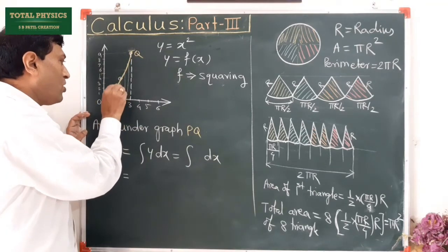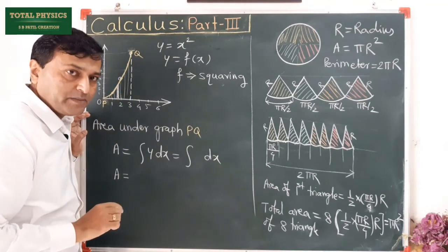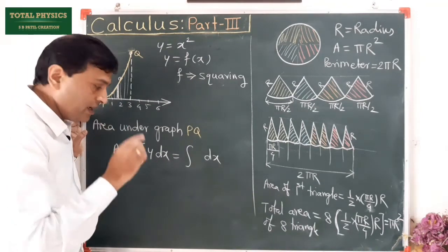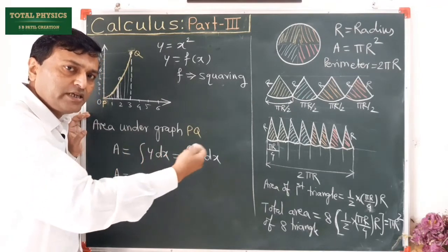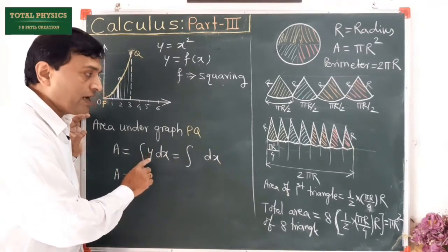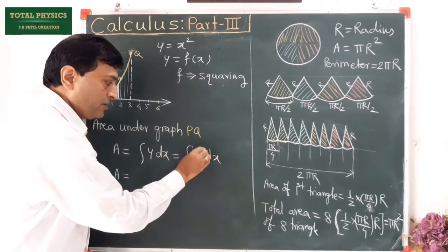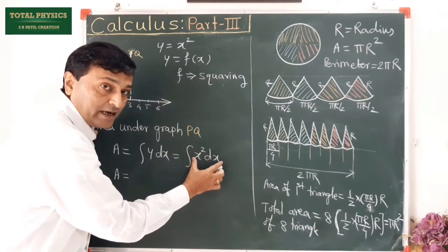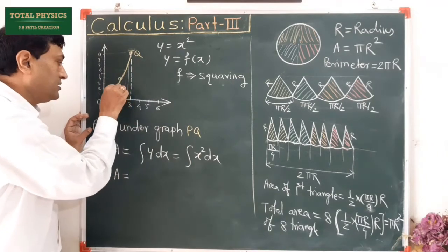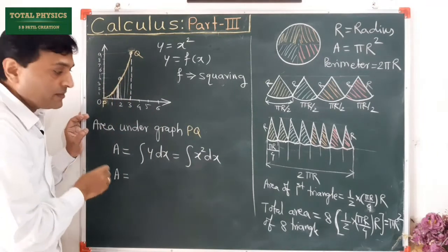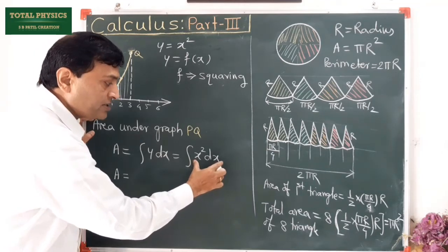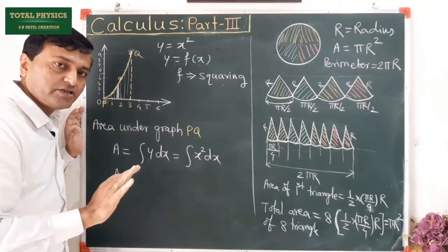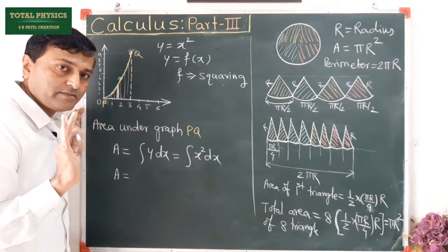How to find out the area? Calculate a very small, infinitesimal small area. That area is y into dx. Only one. And integrate it, means add all such areas. But you have to put the value of y as x square. Means this x square into dx is nothing but the area of a rectangle, a very small rectangle. You can say this is the rectangle. Now you have to add all such areas from 0 to this point. Finish. That is the answer of the total area.